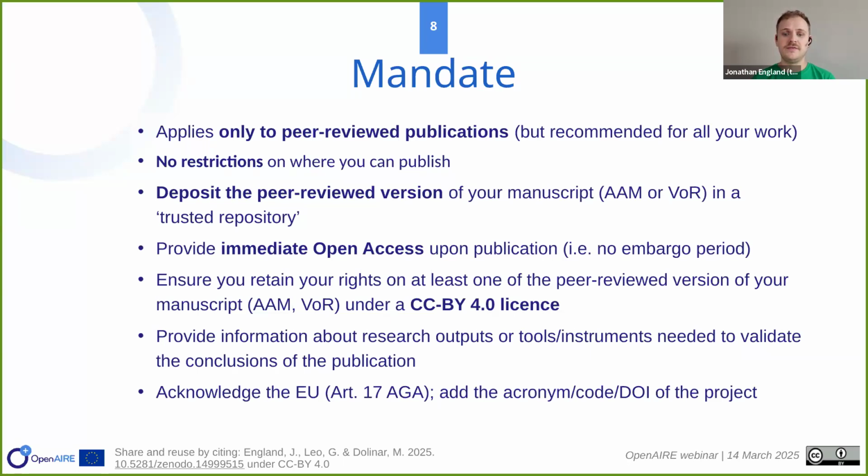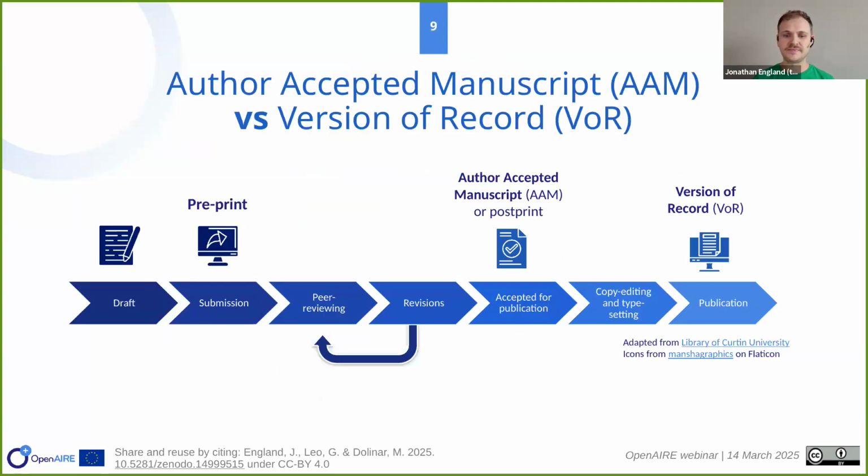You must apply a specific license, usually a Creative Commons attribution license. Again, I'm going to go over this in the future slides. And I will repeat this sentence quite a few times, but you need to provide information about research outputs, tools, instruments to validate the conclusion of your publication. And as usual, you need to acknowledge the EU, add the acronym and the DOI. I've put in the annotated grant agreement which article it is, just for reference.